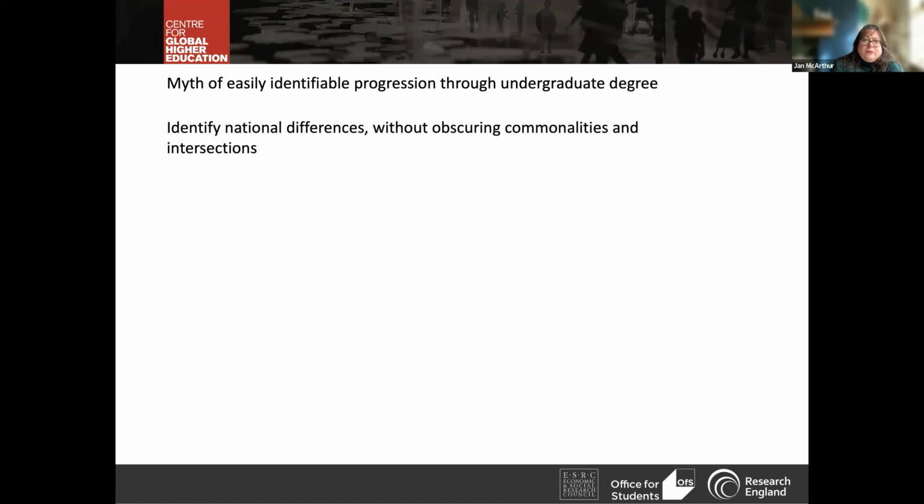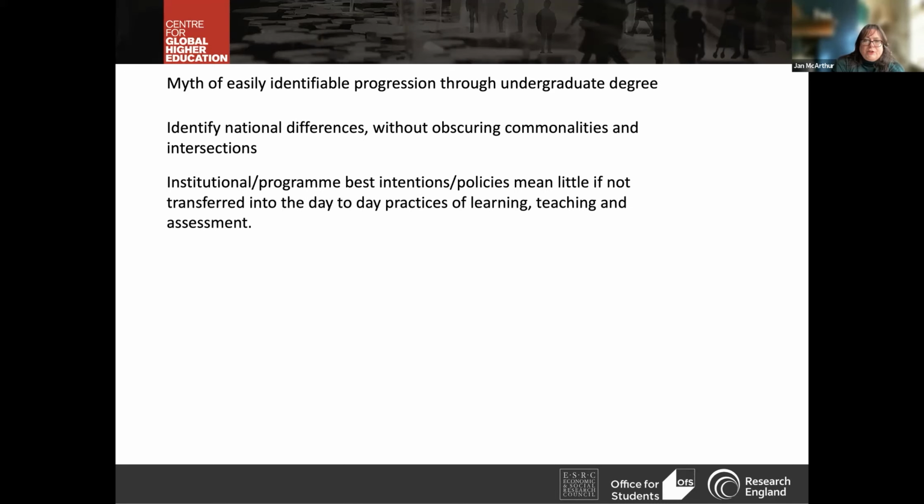We found that we could identify national differences, but also without obscuring the commonalities and intersections. So again, this is about the nuance of the data when we looked at it comparatively. Institutional or program best intentions or policies mean little if they're not transferred into the day-to-day practices of learning, teaching and assessment. So engineering has an explicit commitment in terms of its social role. Institutions have these beautifully phrased graduate attributes, but if there's not a deliberate intention to embed them in the everyday practices of learning, teaching and assessment, they really are very hard to find.